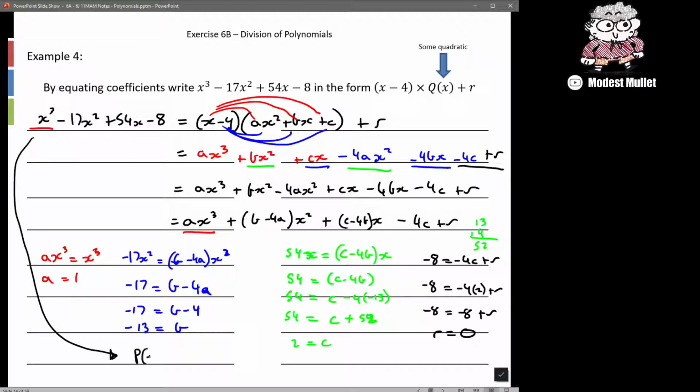I'm just going to write that as p of x is equal to x minus 4 bracket, and I'm writing this quadratic now up here, and I'm just substituting the a, b, and c I figured out. A was 1, so that's just x squared. B was negative 13, so minus 13x. C was 2, and our remainder is 0, so we can actually just leave it like that. And now from there we could try and factorize that quadratic by inspection, completing the square, quadratic formula, whatever you like. That will work. But that's it.